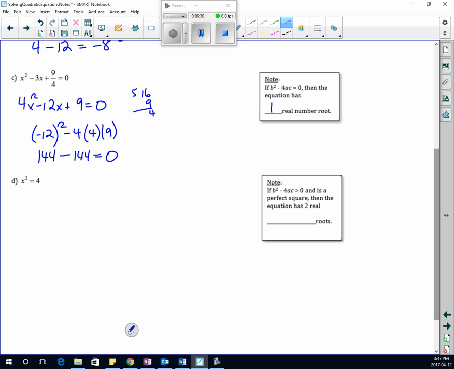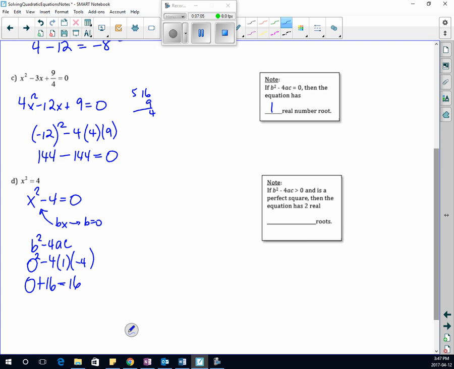So again, I can't do this unless I move the 4 over. So I have x squared minus 4 equals 0. Note that we are missing a bx, which means that b equals 0. So when I do b squared minus 4ac, it's going to be 0 squared minus 4 times 1 times negative 4. So I'm going to get 0 plus 16, which is 16.